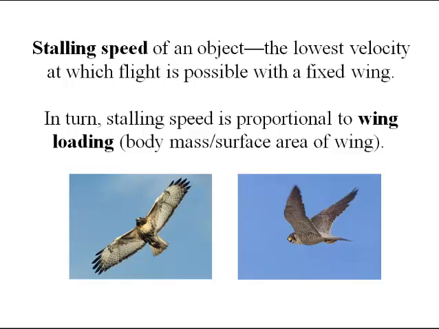So you can go slower and slower, and pretty soon you're going to hit a point at which you stall and you can no longer remain airborne. That's your stalling speed. Now, stalling speed is proportional to wing loading. That means the heavier the wing loading, the heavier the bird relative to the surface area of the wing, the faster it has to go just to stay airborne. So a duck, for example, is going to have to go a lot faster to stay up in the air than would a similar sized bird with bigger wings, like a heron or something.